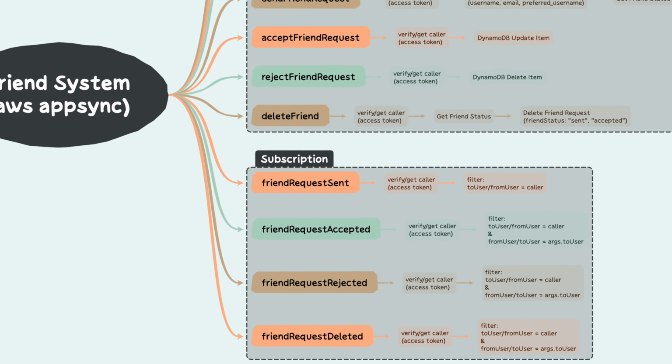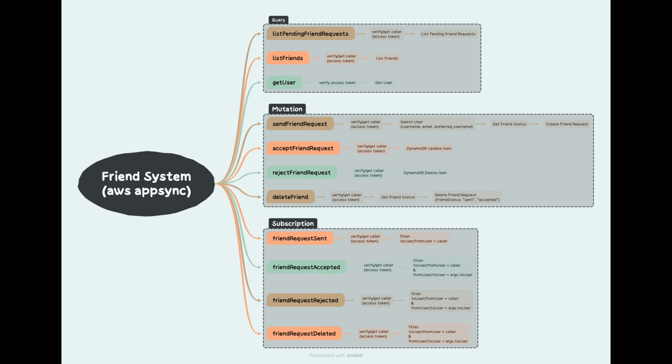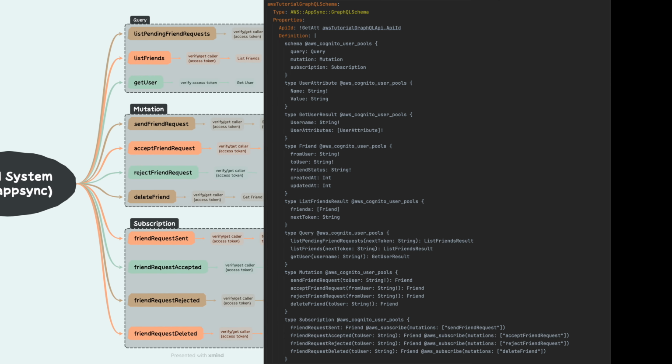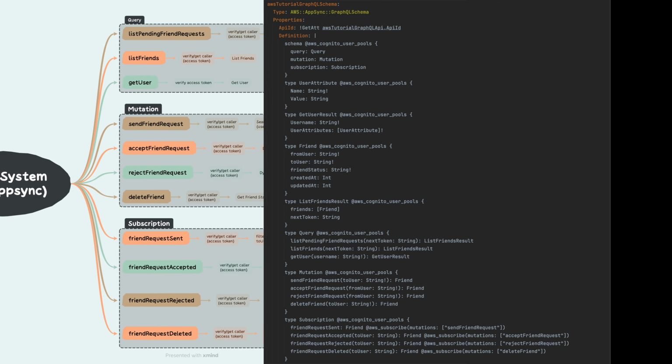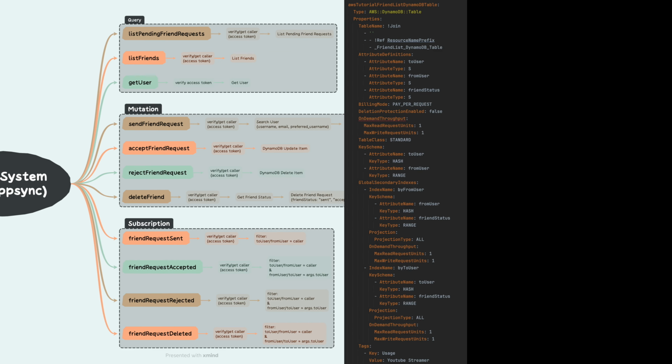With AWS AppSync, creating those web APIs is straightforward. We have provided a CloudFormation template to help you create the same friend system with just one click. First, let's create a GraphQL schema to define all functions, including their inputs and outputs, as well as a data table to store a friend request.